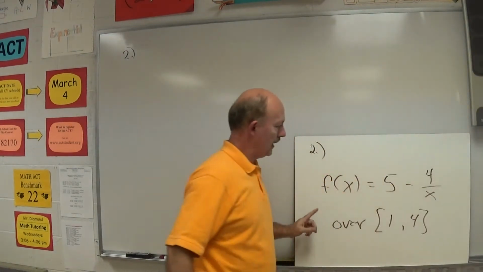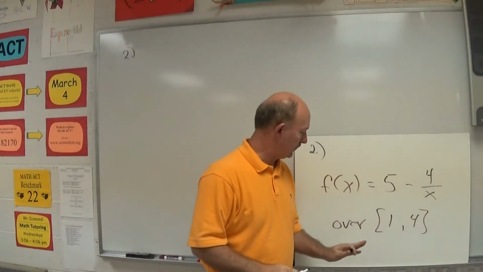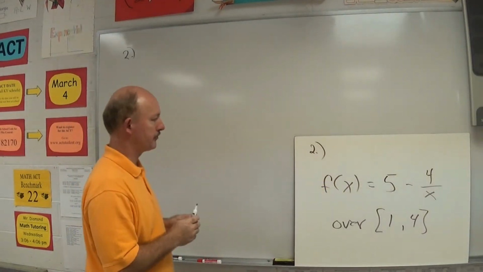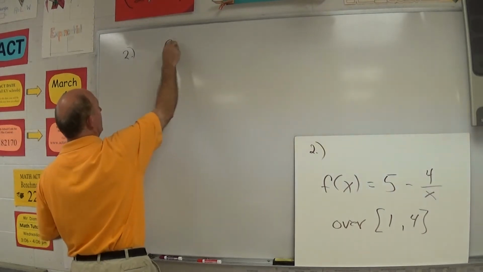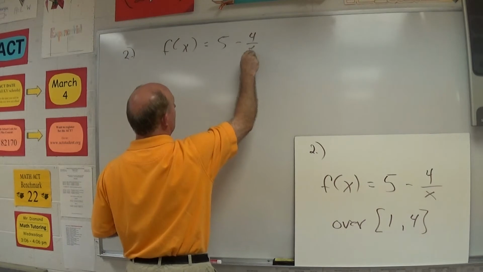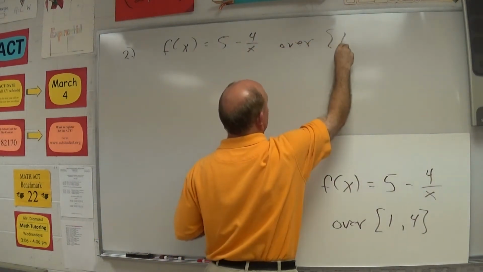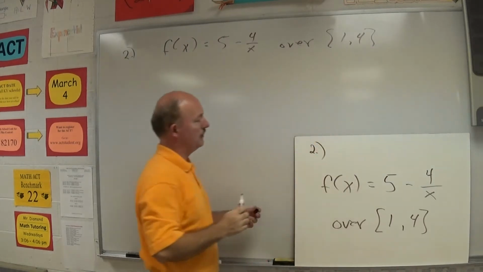Okay. Now this time let's try f of x equals 5 minus 4 over x over the interval from 1 to 4. Let me write this down. So f of x equals 5 minus 4 over x over the interval from 1 to 4. All right, so this is our next problem.